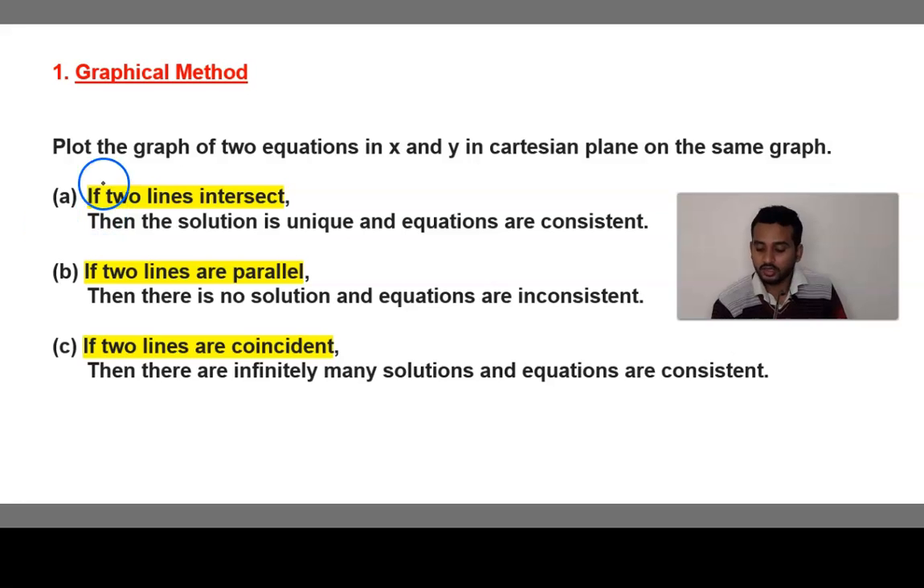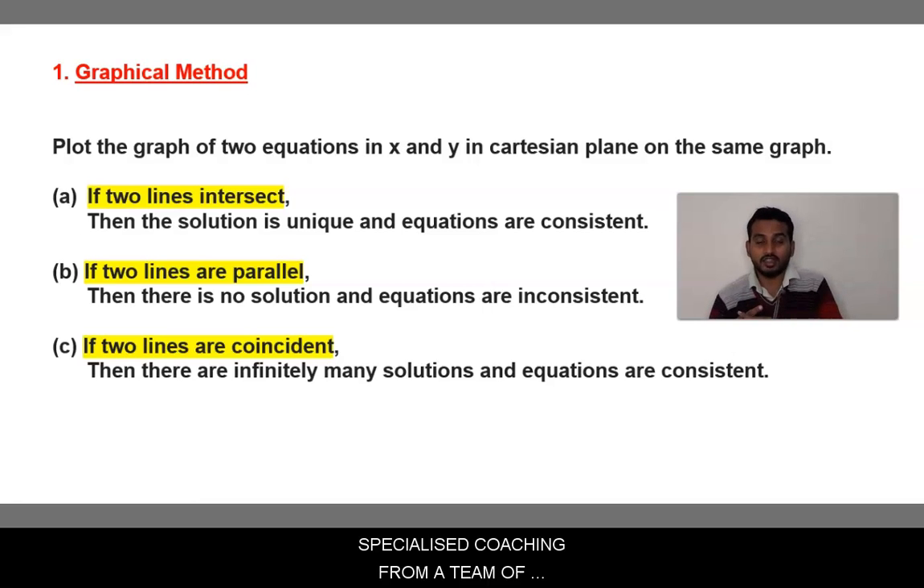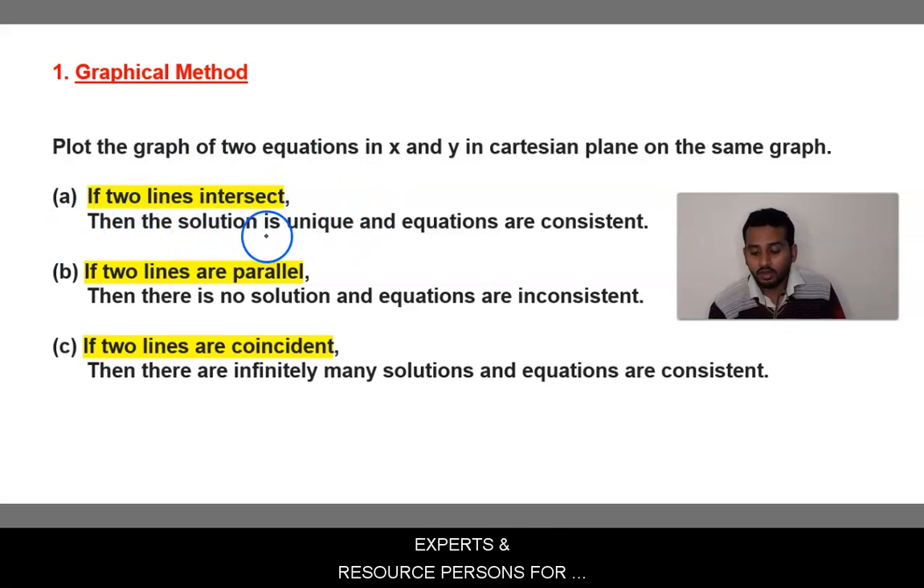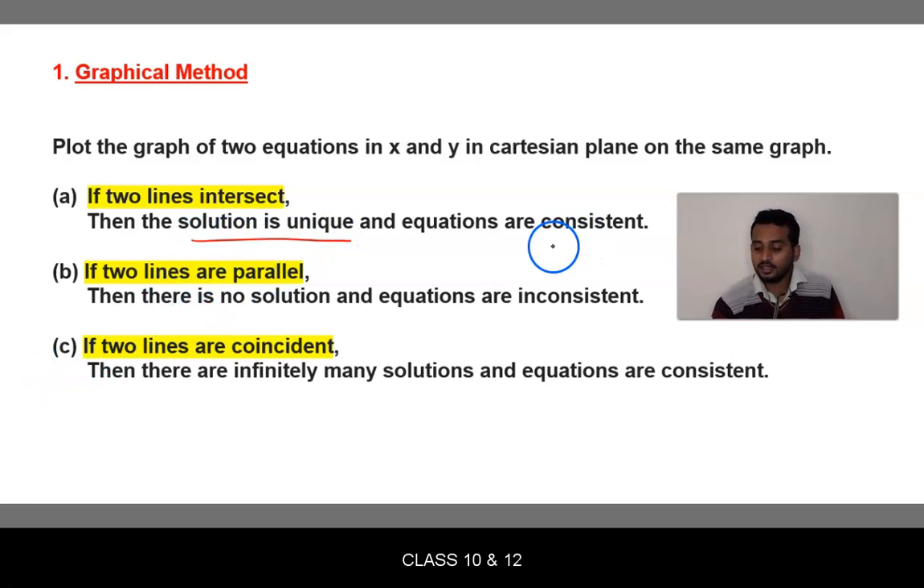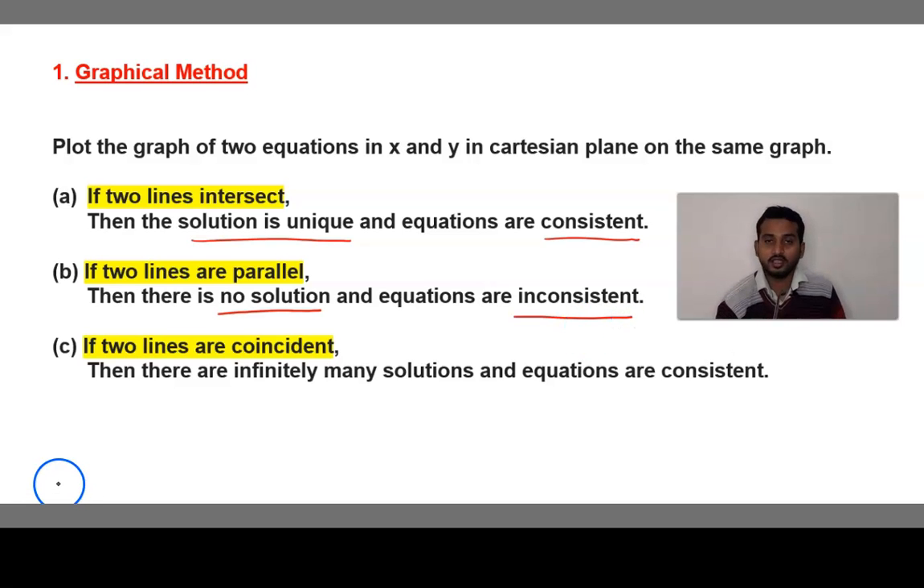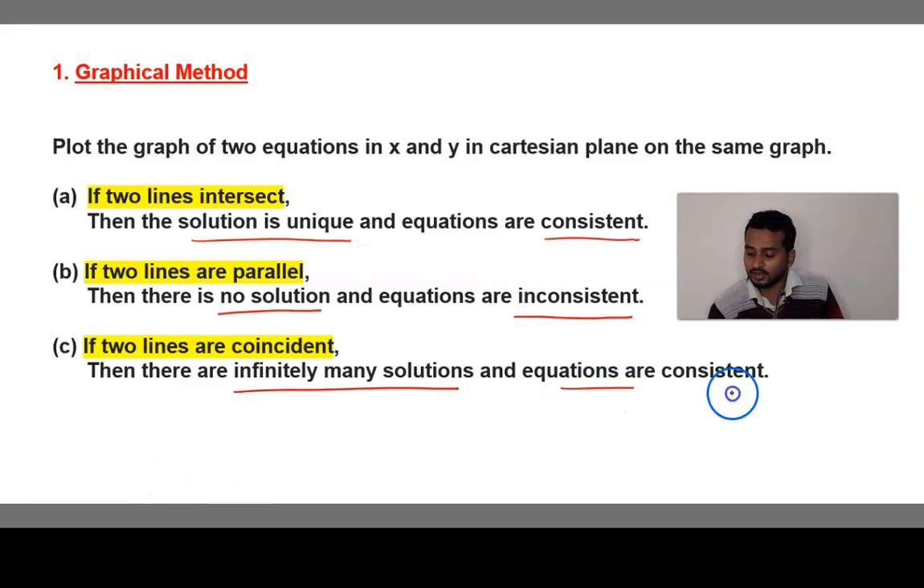See children, here we have three conditions. The first condition is if two lines intersect. If two lines intersect, it means they are joining with each other, passing through each other. Then we call the solution a unique solution, and the equations are consistent. If two lines are parallel, then we call it no solution and the equations are inconsistent. If two lines are coincident, then we call it infinitely many solutions and the equations are consistent.